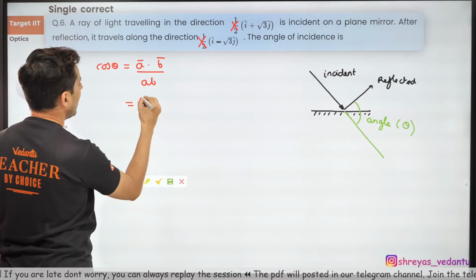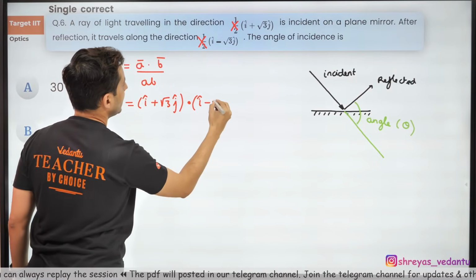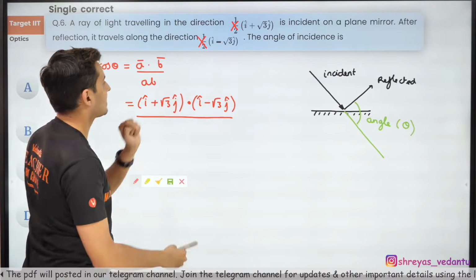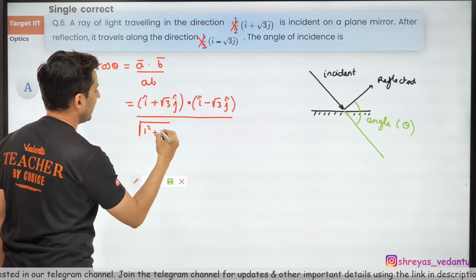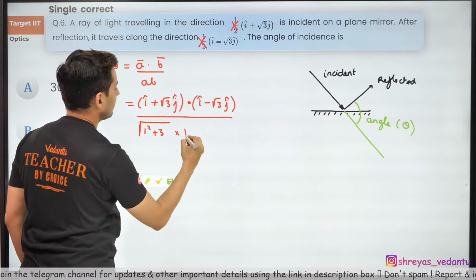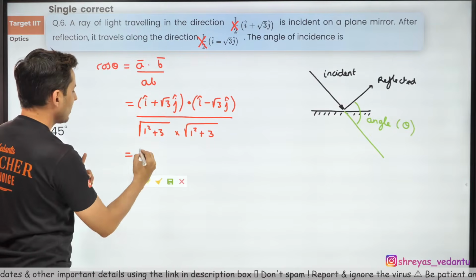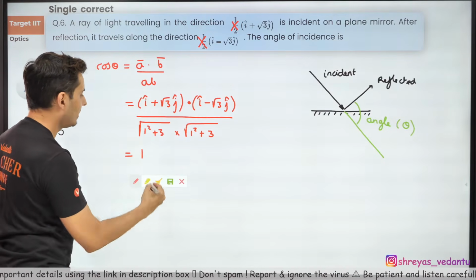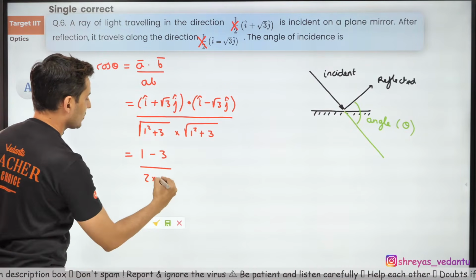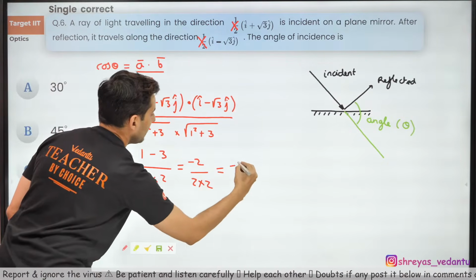A dot B is nothing but (i hat plus root 3 j hat) dot (i hat minus root 3 j hat) divided by the magnitudes of A and B. The magnitude of A will be root of 1 square plus root 3 square, which is 3, and B is the magnitude of this vector, which will again be root of 1 square plus root 3 square, which is 3. So i dot i is 1, root 3 dot root 3 is 3, but with a negative sign, so this will be 1 minus 3, which is minus 2. And 1 plus 3 is 4, root 4 is 2, and this is also going to be 2. So minus 2 divided by 2 into 2, that's going to be nothing but minus half.